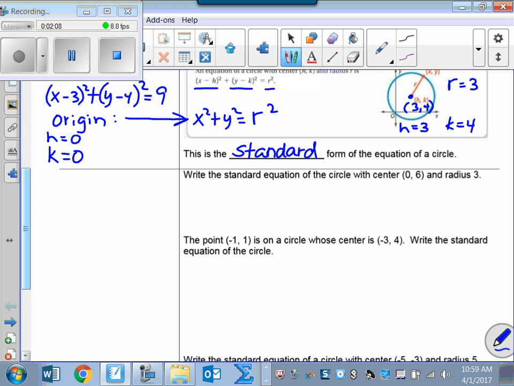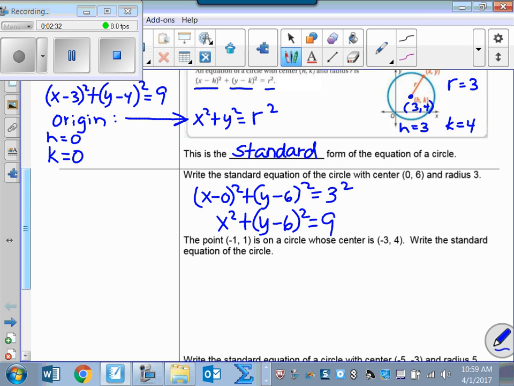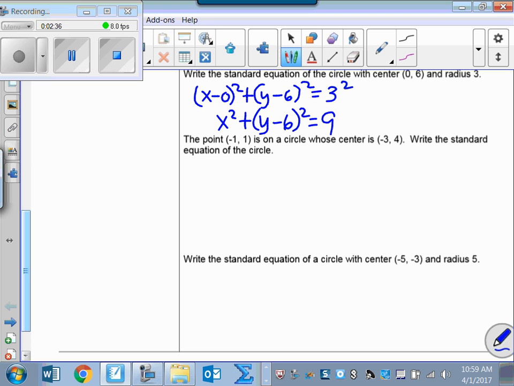Okay, so let's write the standard equation of a circle whose center is at (0, 6) and also has a radius of 3, like my example. So what would I have? I'd have (x minus 0) squared plus (y minus 6) squared equals 3 squared. And of course I want to simplify all this. So I'm going to have x squared plus (y minus 6) squared equals 9. There's my equation.